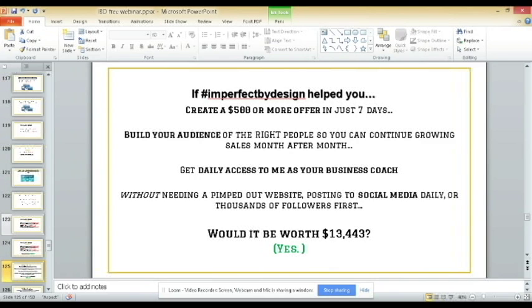So if Imperfect by Design helped you create a $500 or more offer in just 7 days, build your audience out of the right people so you can continue growing sales month after month, get daily access to me as your business coach and, of course, accountability coach, without needing a pimped out website, posting on social media daily, or thousands of followers at first, do you think it would be worth $13,443? Raise your hand if you're saying yes. Yes, yes, yes.